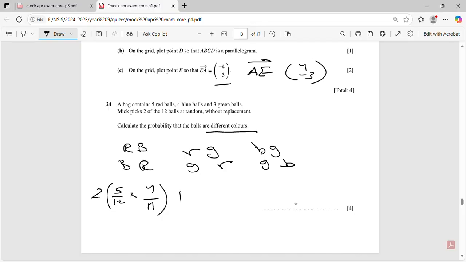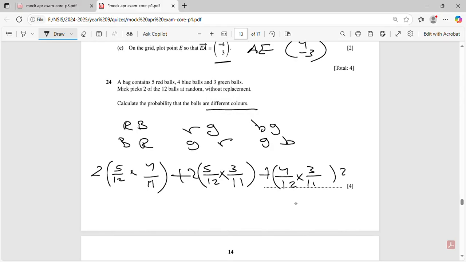This is all plus. Red and green. If the first one is red, it will be 5 over 12. If the second one is green, it will be 3, but in this case, as long as I already took one red, the total will decrease, so it will be 11. And as long as I'm not following the order, maybe the first one is green, so I have to multiply by 2, right? This is plus. Also, blue and green will be the same. So blue will be 4 over 12. Green will be 3 out of 11, all multiplied by 2, of course. And I have to add this all together. That's all.